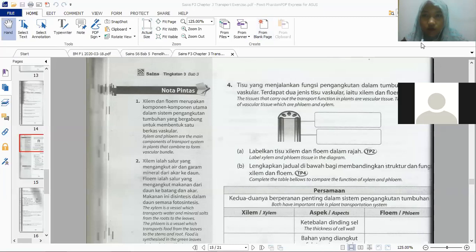Okay, so this one is still in chapter 3, is it? Yeah, chapter 3. But we discuss plant tissue, which is a transport system in plants.